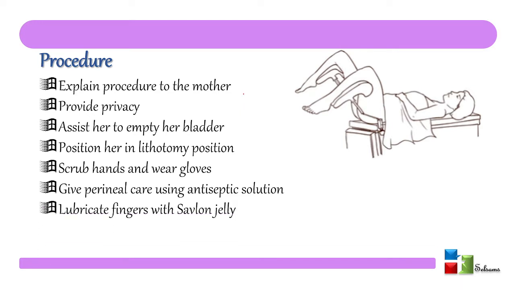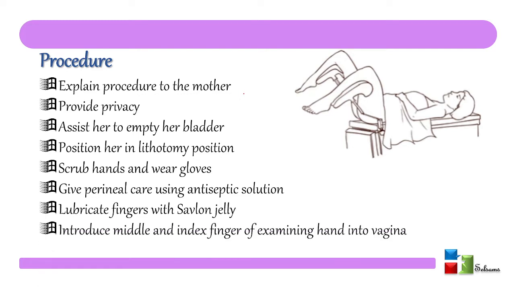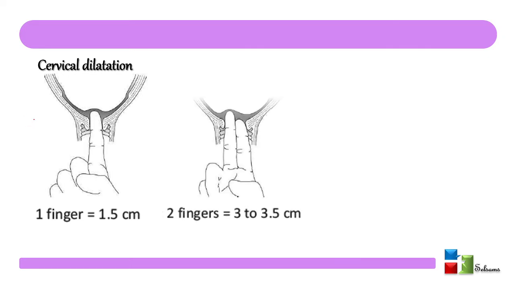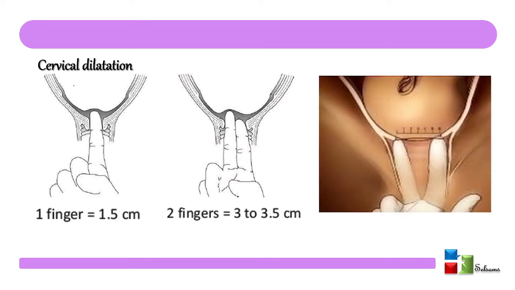Lubricate the fingers with the Savlon jelly, otherwise silicone jelly, just to prevent the friction. Introduce your middle finger as well as the index finger for examining into the vagina. Remember, if it admits one finger, it means 1.5 centimeter cervical dilatation. If the cervix admits two fingers, it means the cervical dilatation is around 3 to 3.5 centimeter.